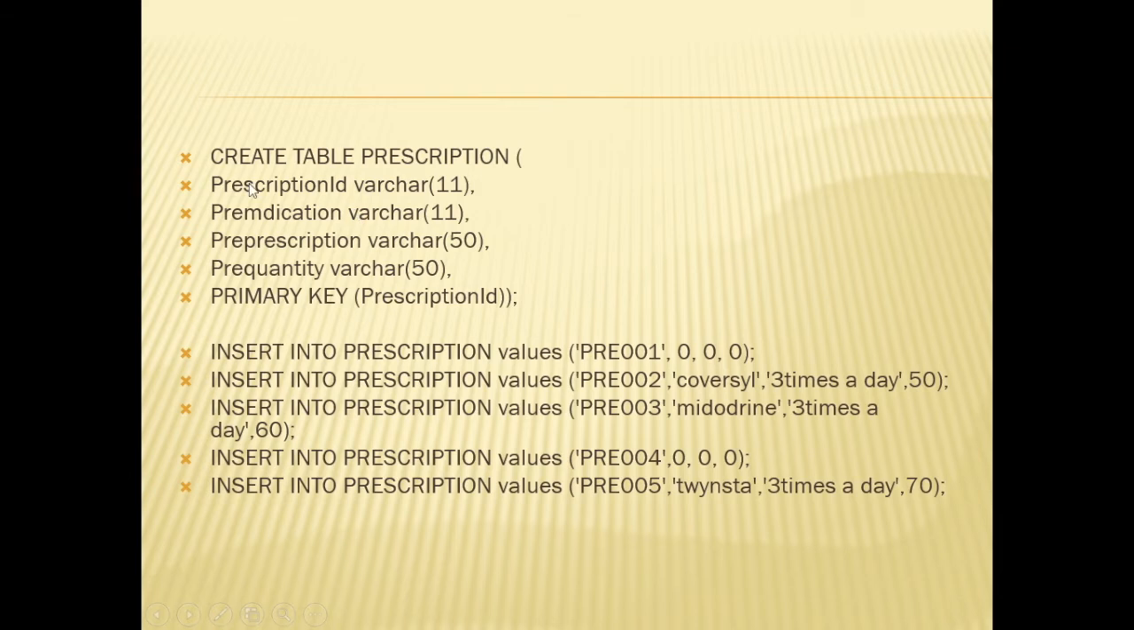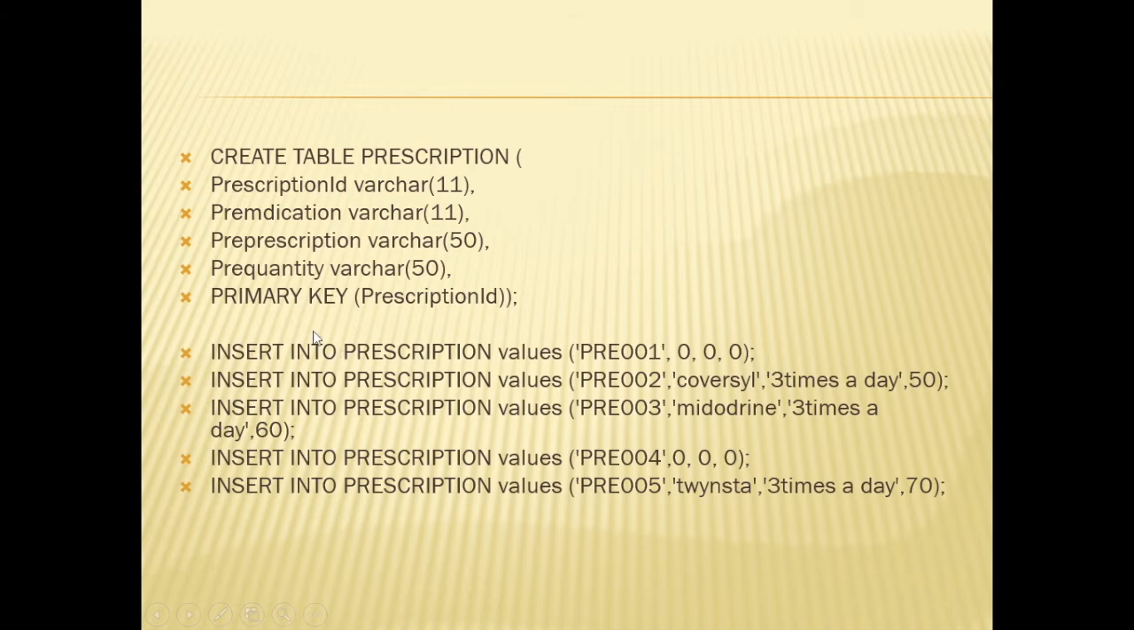Okay, now we have a prescription ID, pre-medication, pre-prescription, pre-quantity. We create this for the patient who has to take the medication. For example, for the patient number 1, for the values number 1, we have PRE001000. Why 000? Because the patient with ID PRE001 doesn't have to take the medication, so the pre-prescription will be 0 and the pre-quantity will be 0.